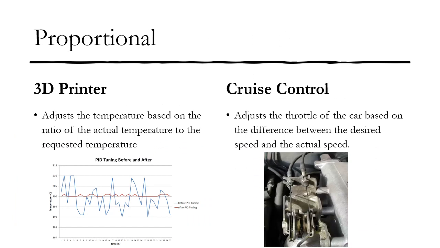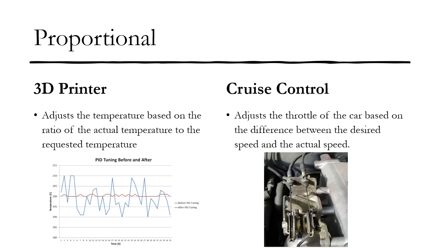So first we're going to talk about the P, which is the proportional. With a 3D printer, this adjusts the temperature based on the ratio of the actual temperature to the requested temperature. So it looks at the actual temperature that it is at and the requested temperature that you want to be at, and it will either give more heat or less heat based off those two temperatures.